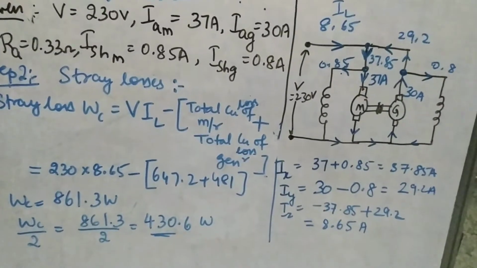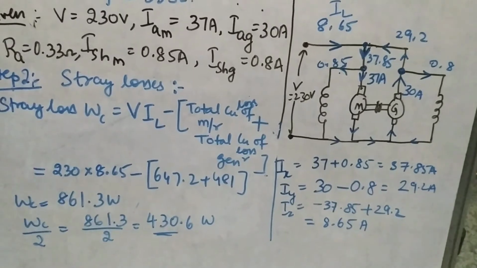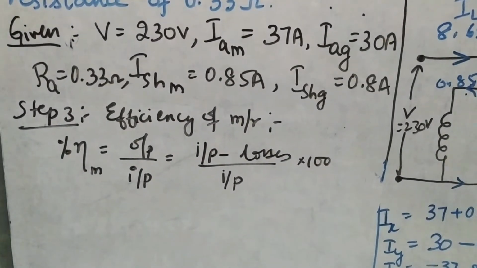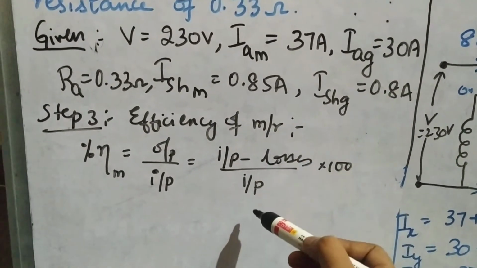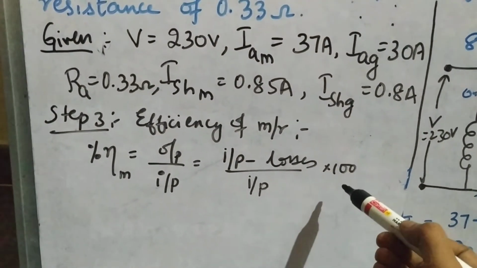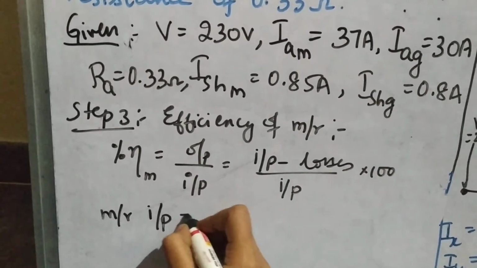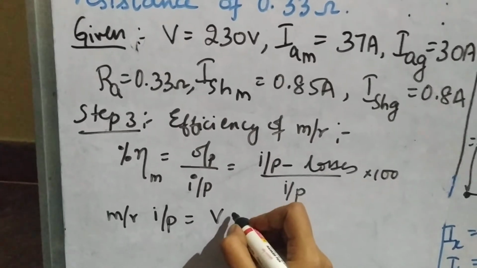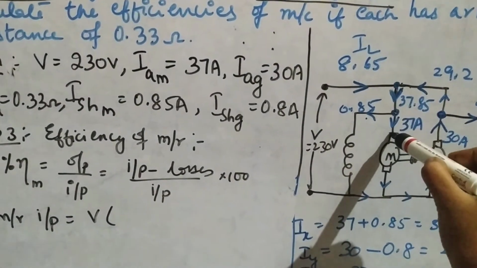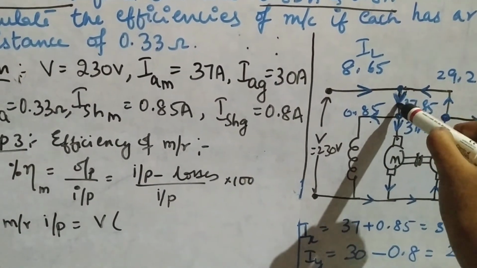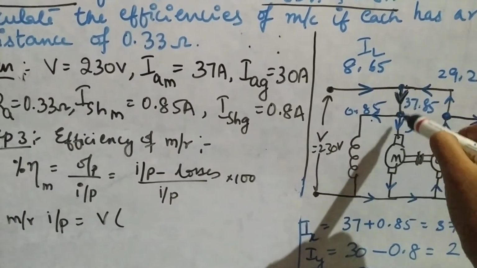Okay. Now let's start the last step, step number 3, to determine the efficiency of a motor. So efficiency of motor is given by the input minus losses divided by the input into 100. Okay. So what will be the motor input? Motor input, as I told you, it is given by V into, see here you can observe to this motor what are the input value of a current.